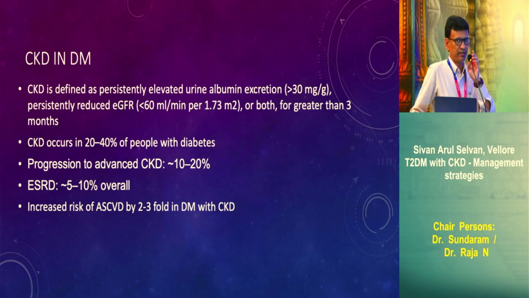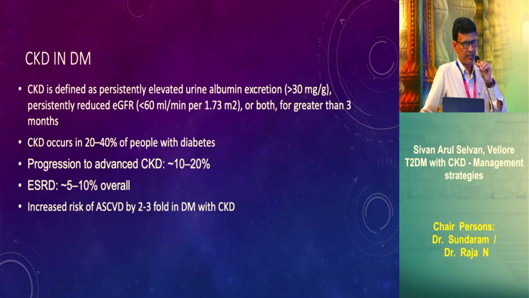As you all know, CKD is any patient who has more than 3 months of elevated albuminuria or low GFR less than 60. And CKD in diabetes means the possible pathology is diabetes. We are not dealing with non-diabetic CKD.